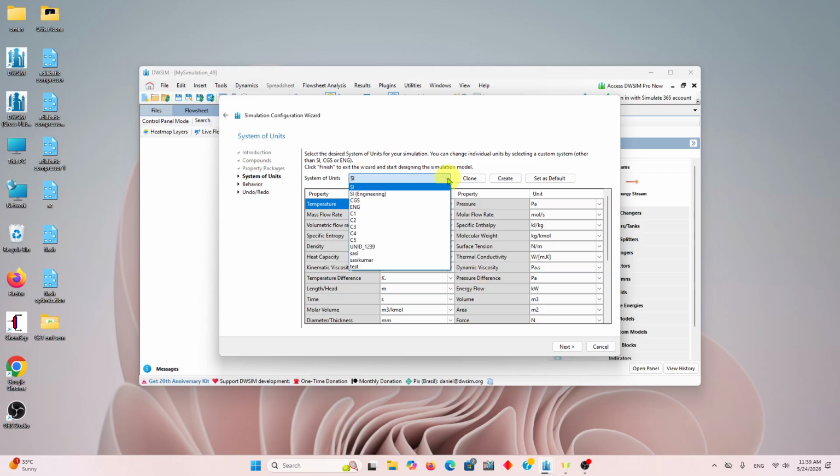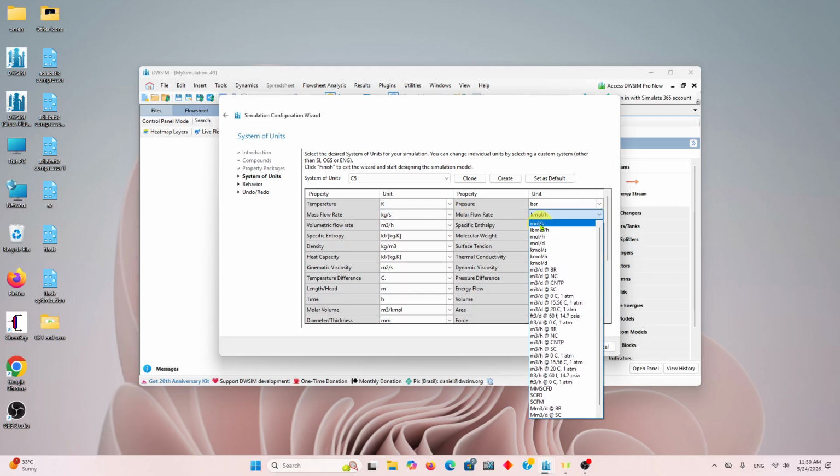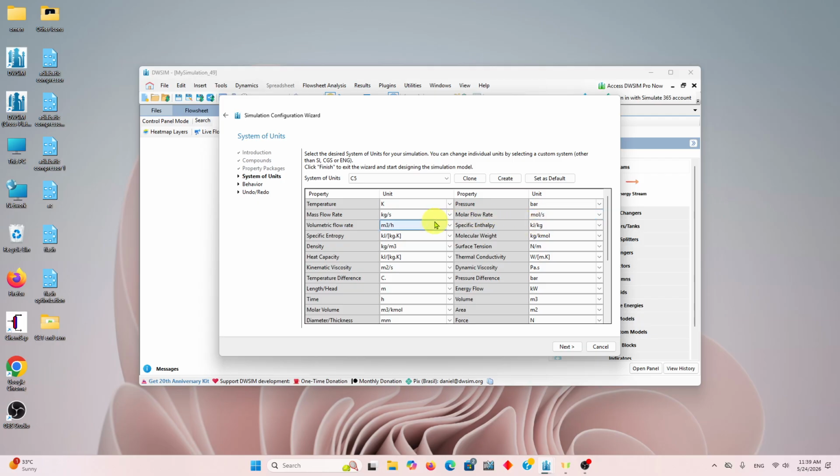And finally, you choose the unit system you are interested in. Let us say the temperature is in Kelvin, the pressure is in bar or Pascal, whichever you prefer. Mass flow rate, I'm interested in seeing in kg per second. Molar flow rate in moles per second. And volumetric flow rate in centimeter cube per second. Okay, so these are the minimum units you have to mention before you proceed, and the rest you can keep the same. So let us move further.